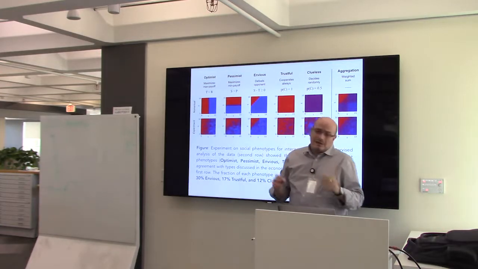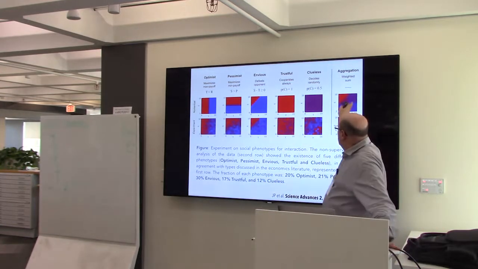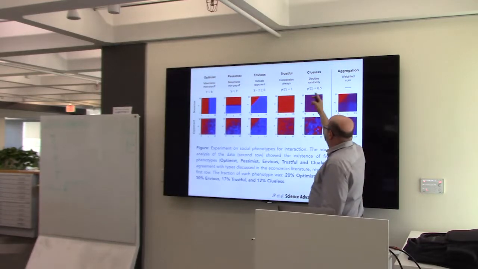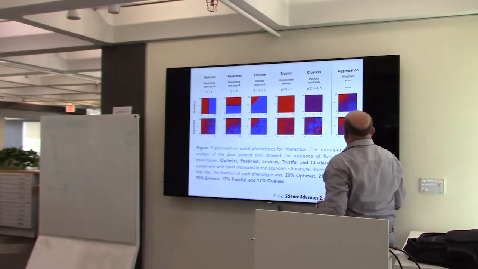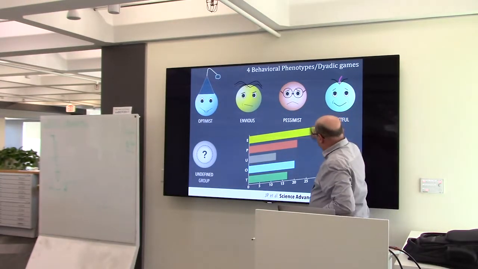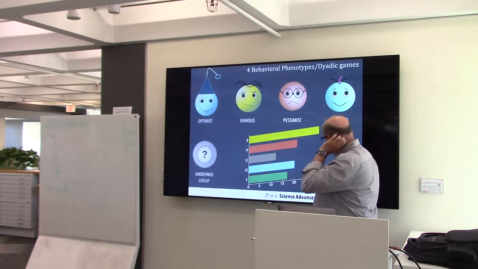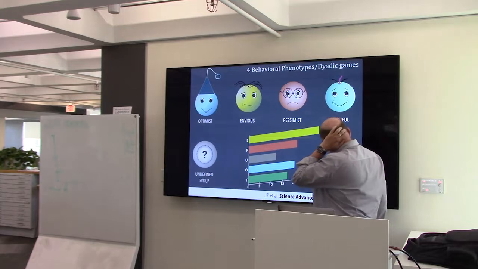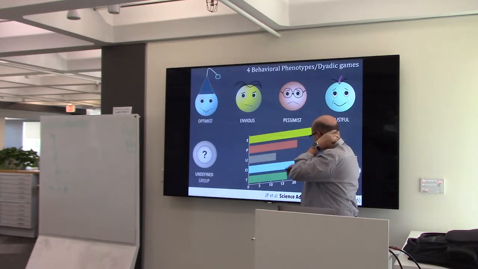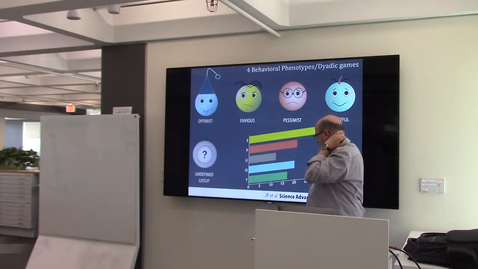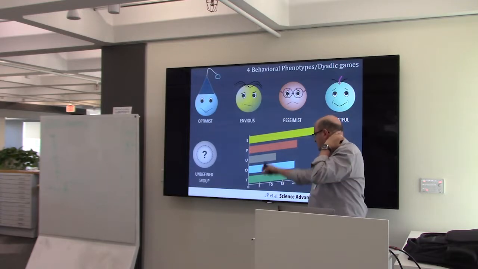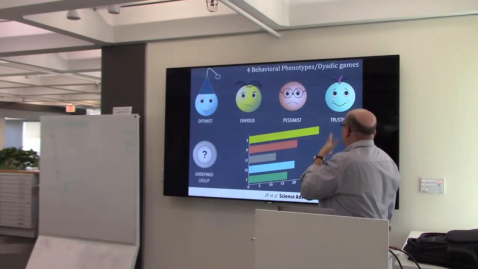The truthful is someone that all the time cooperates, and this clueless cannot be classified. Actually, they normally play nonsense in whatever game you are playing. So this is the chart of each of these classes. The envious is around 30%, so one third of the population is this. The pessimist is the other, quite close to the optimist, around 20 something. This is the truthful, that is 16, 17, 18, and so on.